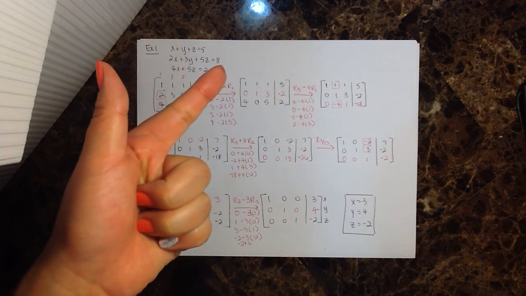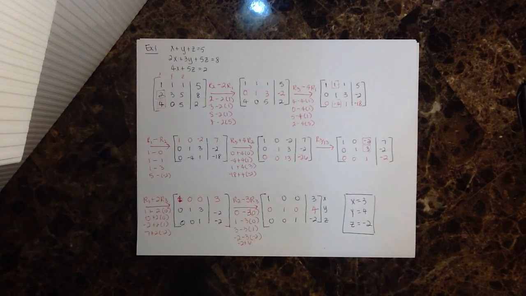It looks just like the identity matrix, so I know for a fact that my solutions are x equals 3, y equals 4, and z equals -2.